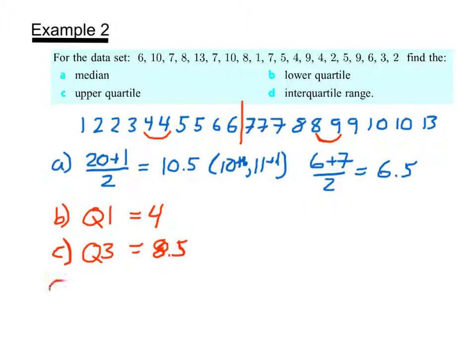And again, once we have these two values, I can quickly calculate the interquartile range by just taking the difference. So in this case, the interquartile range is 4.5.